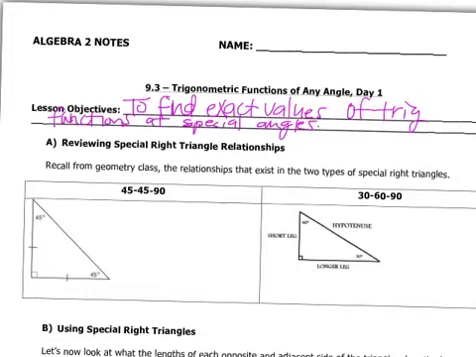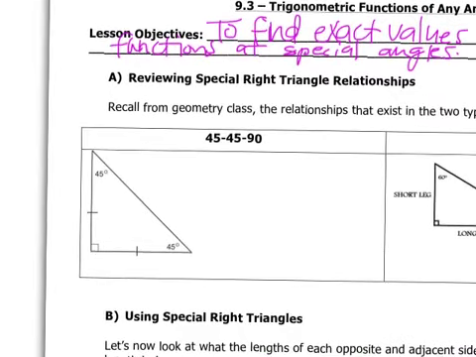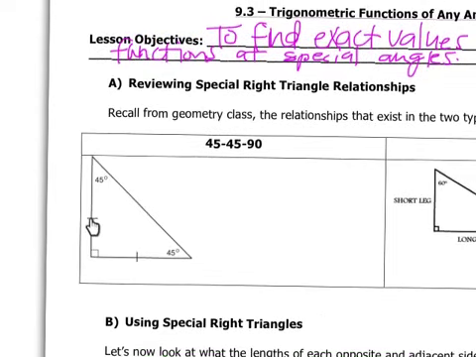We need to review the relationships that special right triangles have. There are two types of special right triangles. We have our 45, 45, 90. If you look on here, that's where your legs are congruent. Let's call the length of each leg x.